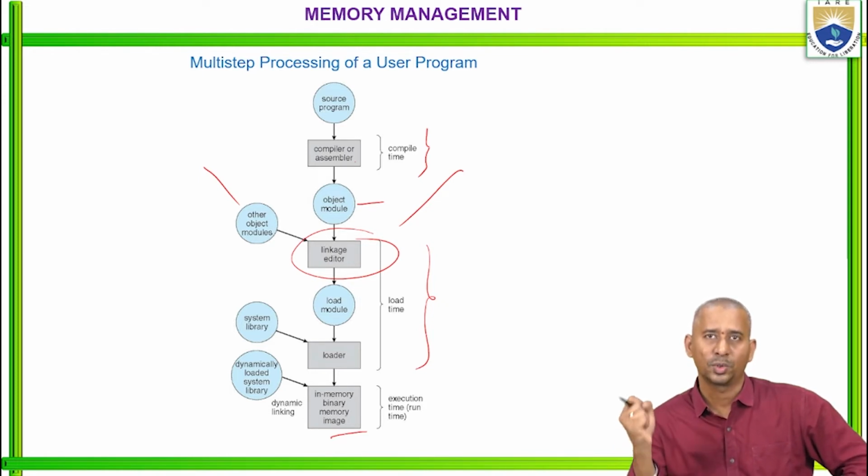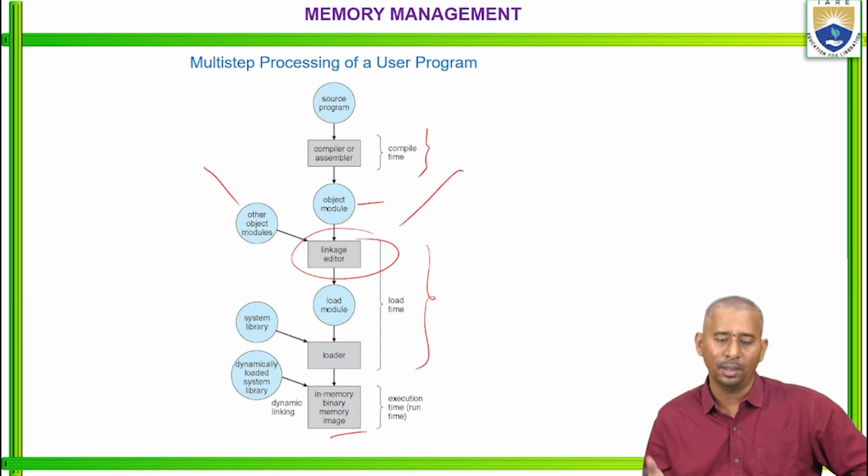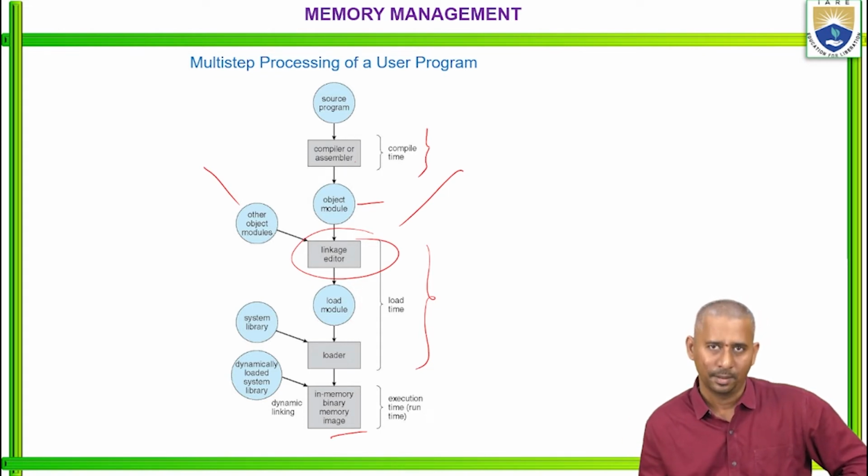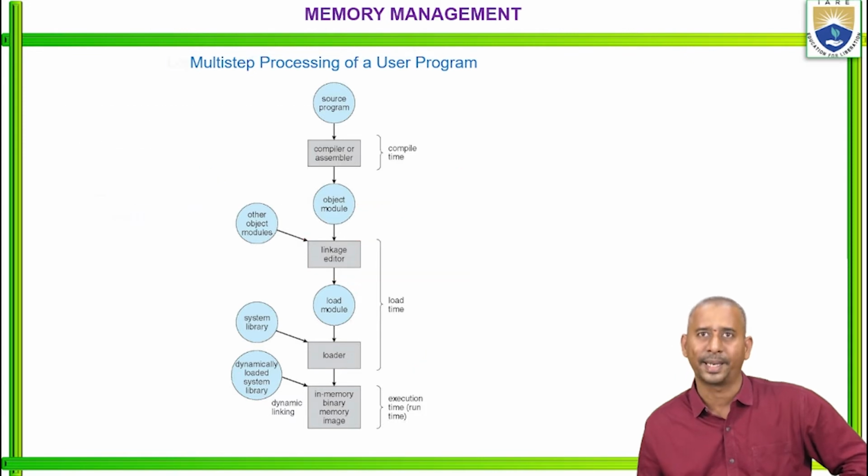First of all, the source program is compiled, which we call compile time. Then it produces the object module. The object module goes to the loader, which we call load time. Finally, execution time or runtime.